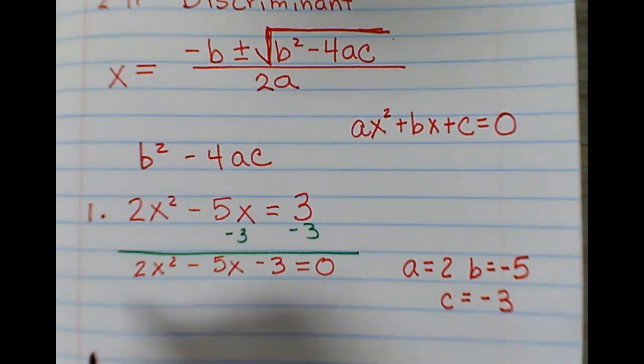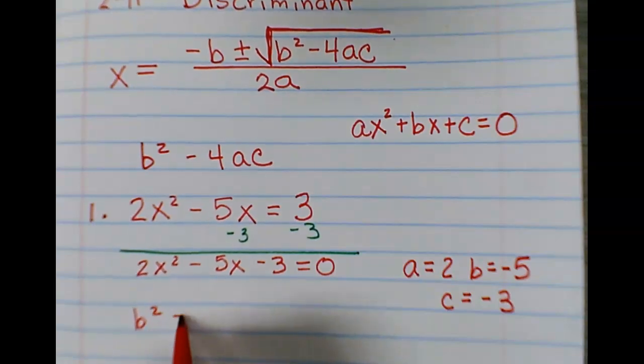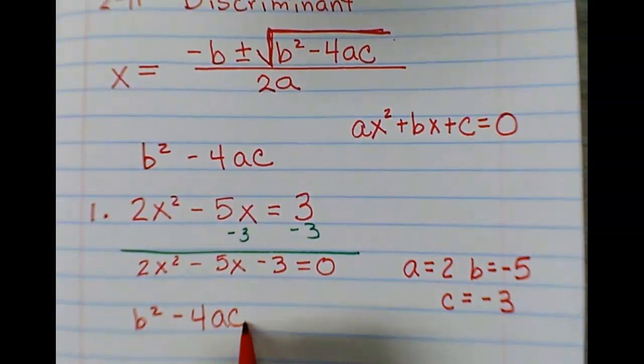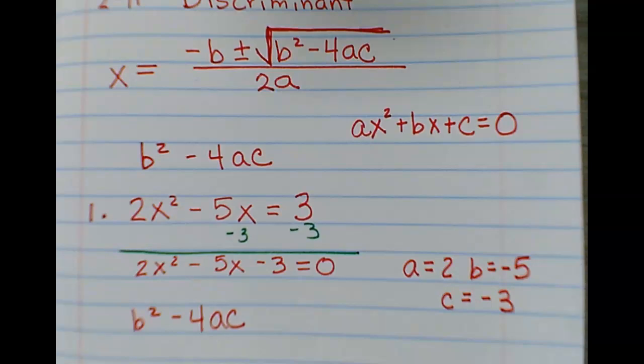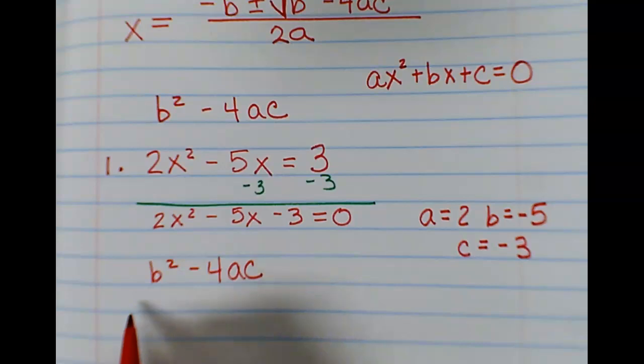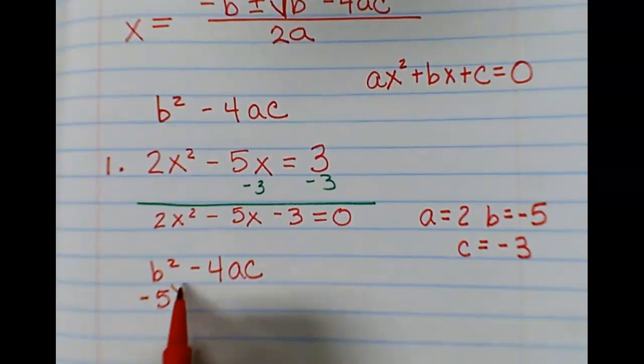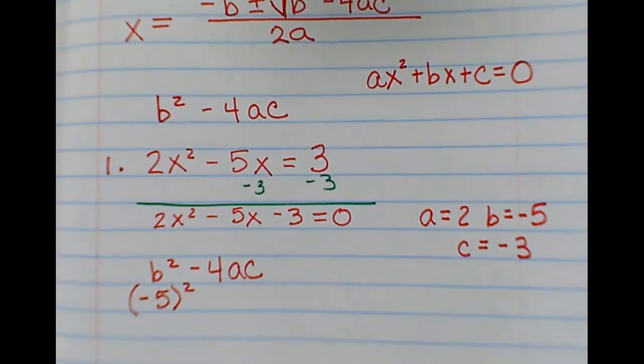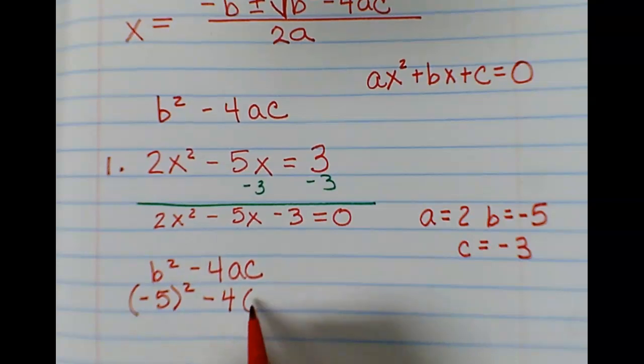What is my C going to be equal to? And the discriminant is B squared minus 4AC. That's a piece of the quadratic formula. So that's what the discriminant is. So what is my B? Not the x, just the numbers. (-5) squared minus 4AC.